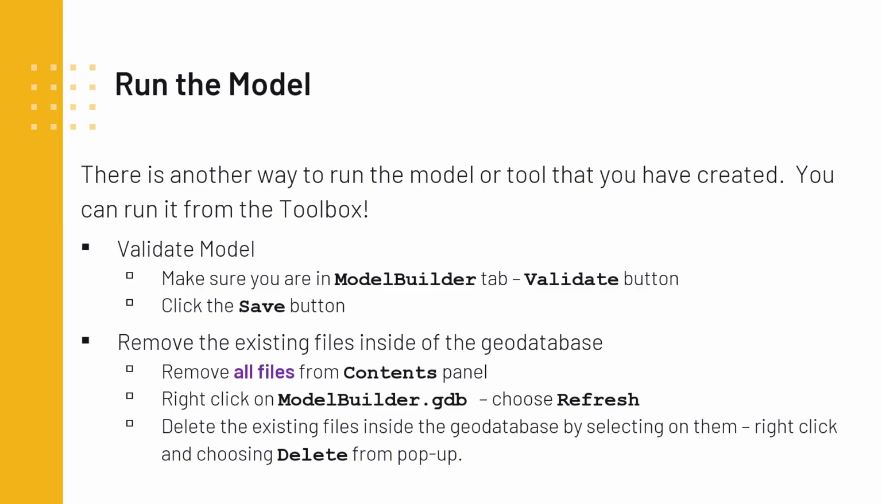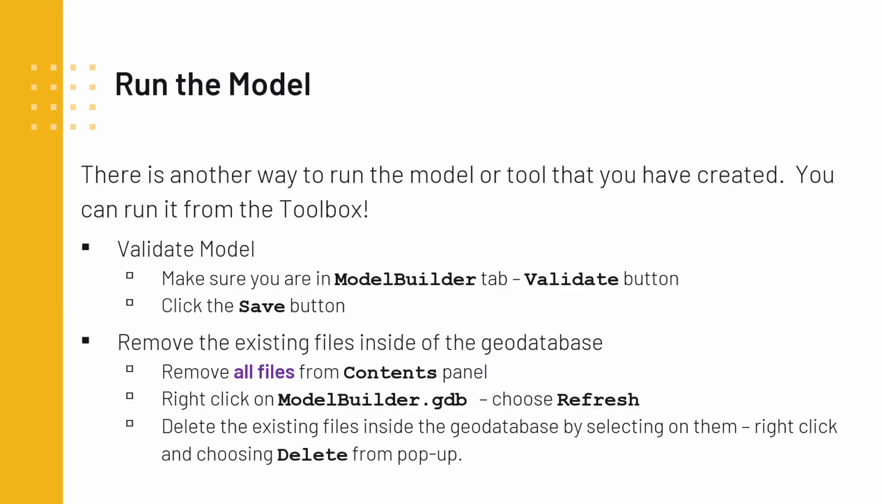It turns out there's another way to run models. Okay, remember at this point the model that we've created is actually a tool, and we can run it from the toolbox. So the first thing we're going to do is validate our model. To do that, we're going to make sure we're on the Model Builder tab at the top, and we're going to click on the Validate button.